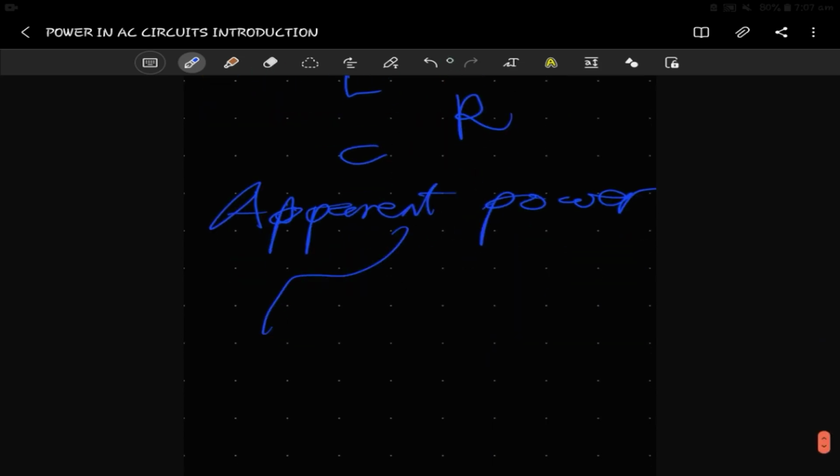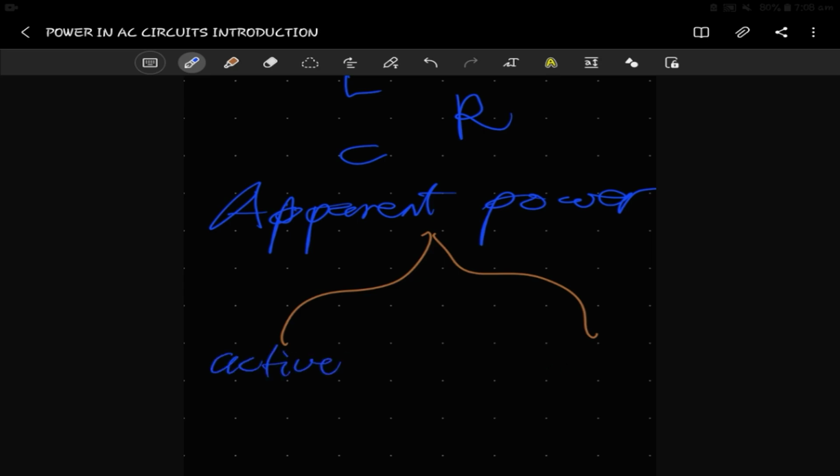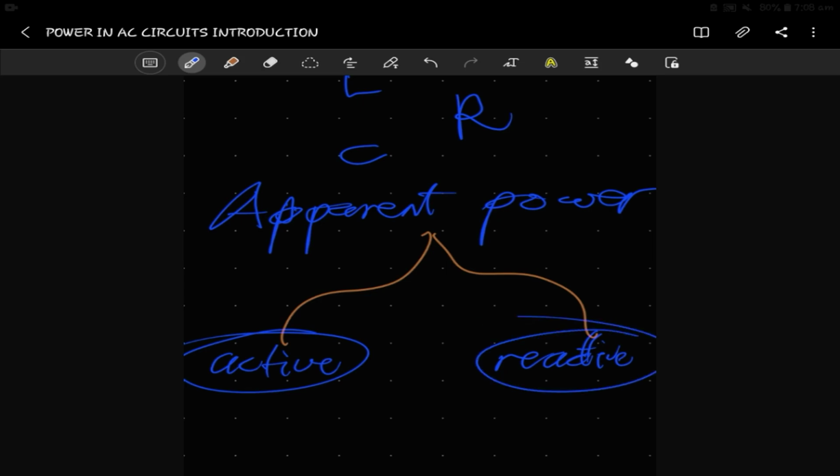The apparent power will have an active part and a reactive part. That's what it says. That's when you have a circuit having any combination of these: resistor and inductor, or resistor and capacitor, or resistor, inductor, and capacitor. That will mean the power will be apparent power, having both active and reactive power.